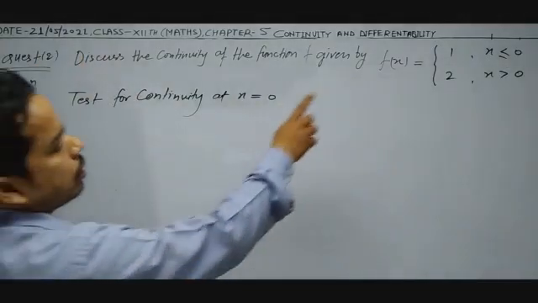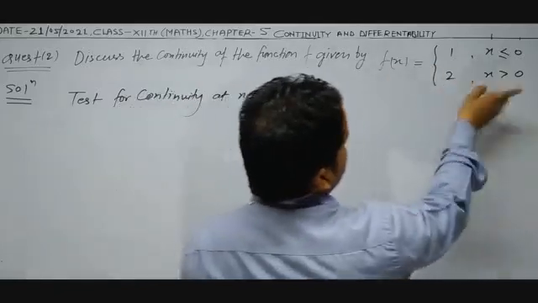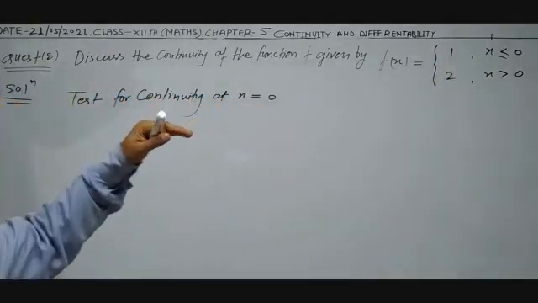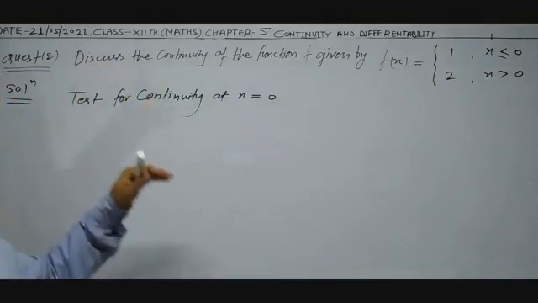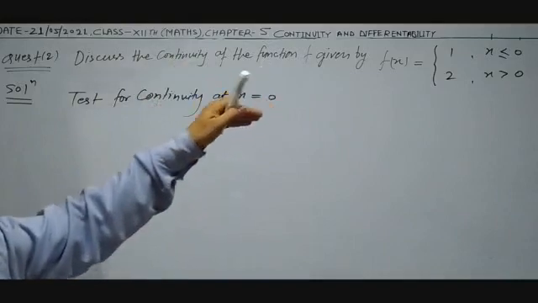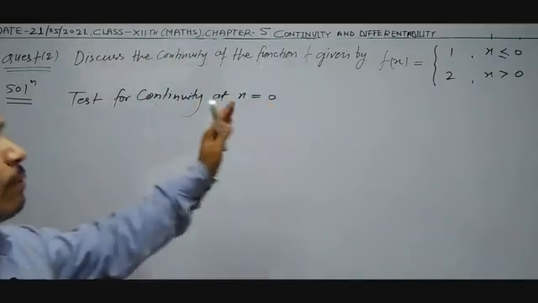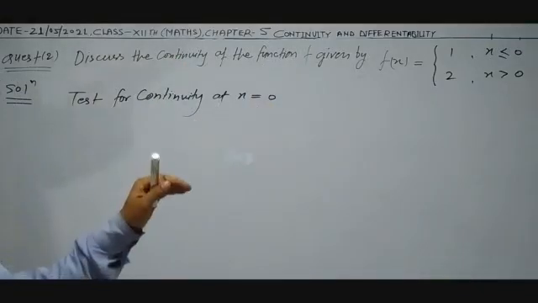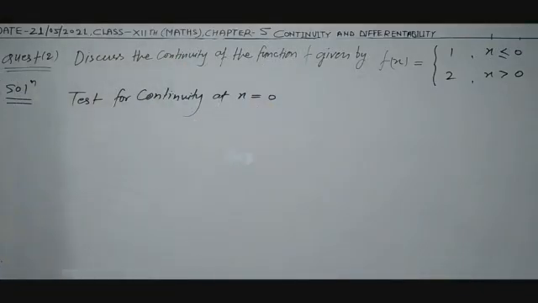f(x) is equal to 1, f(x) is equal to 2 means y is equal to 1 and y is equal to 2. y is equal to 1 is also the equation of a line parallel to the x axis passing through the point (0, 1), and y is equal to 2 is the line passing through (0, 2) and parallel to the x axis. So draw the graph.